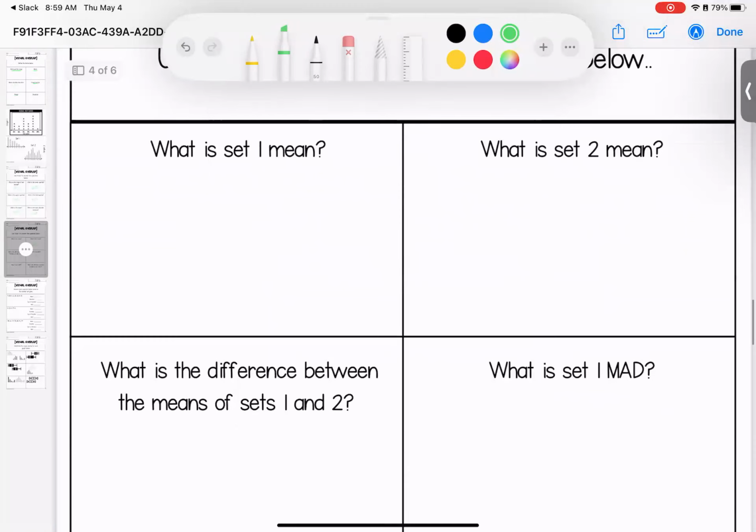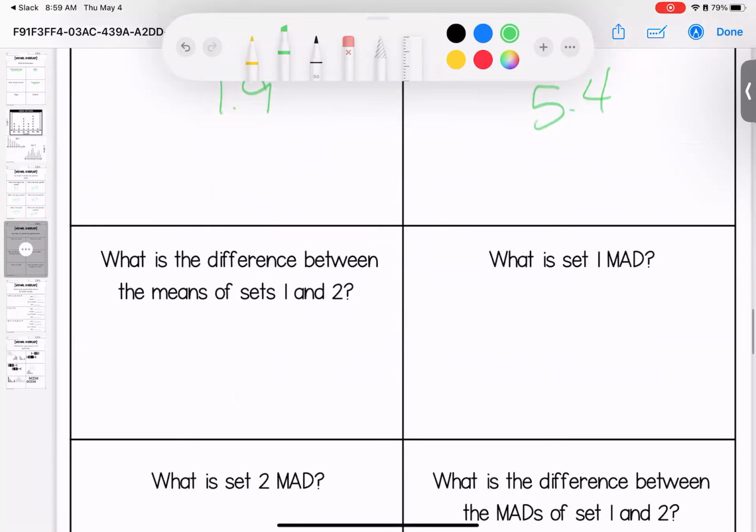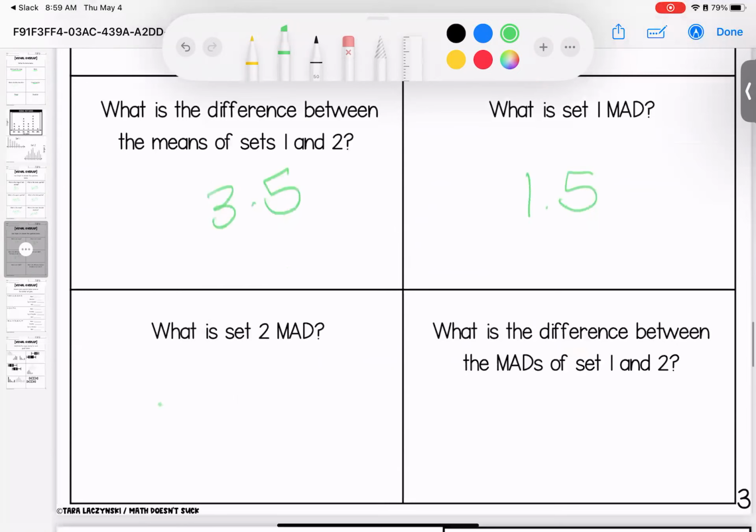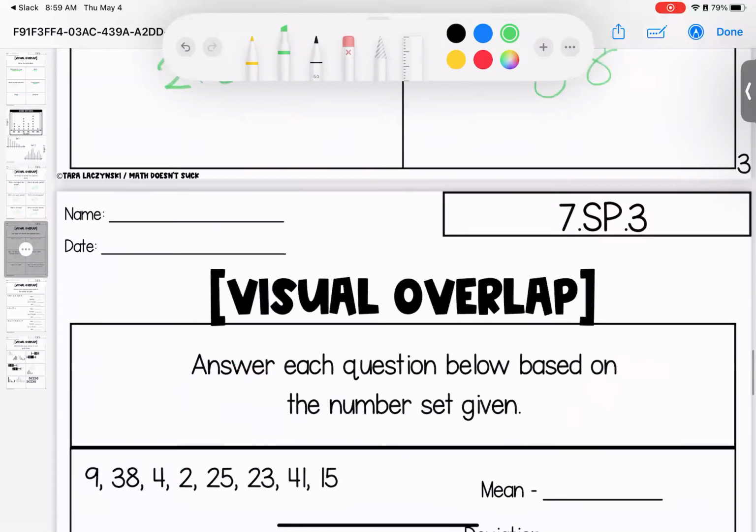What does the set one mean? So for this one, we have two different data sets. Set one's mean is 1.9. Set two's mean is 5.4. What is the difference? So 5.4 minus 1.9 is 3.5. What is set one's MAD or mean of the deviation? 1.5. What is set two's MAD? 2.3. What is the difference between the MADs? 0.8. Questions? Bring them to class.